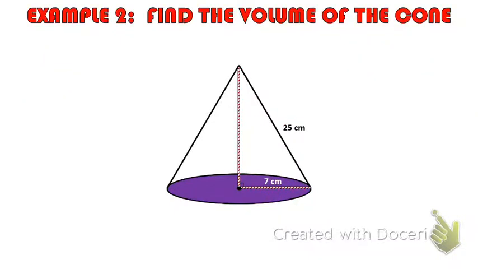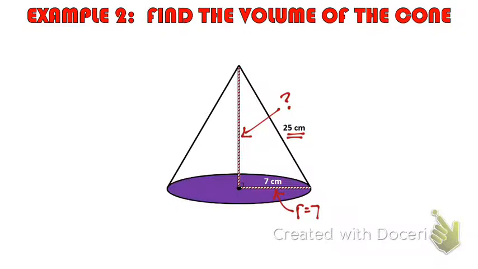Example 2, find the volume of a cone. In this problem, our radius is going to be 7, and our height is unknown at this point. But because the radius and the height and this 25 right here, which is referred to as the slant height, those three measurements make up a right triangle.